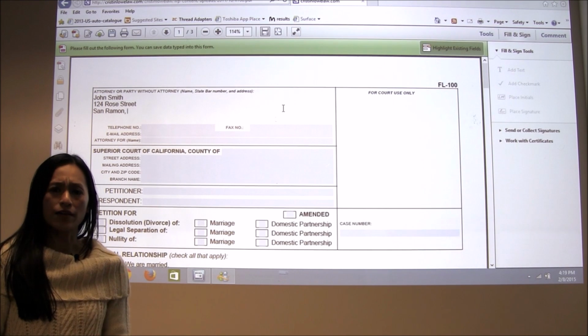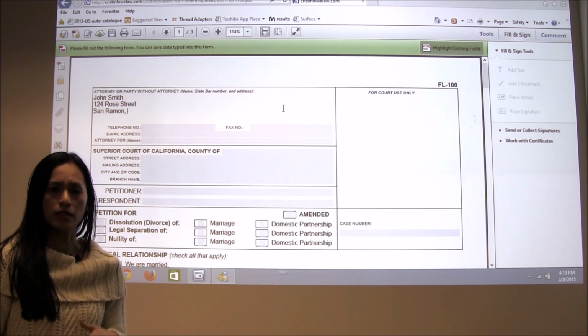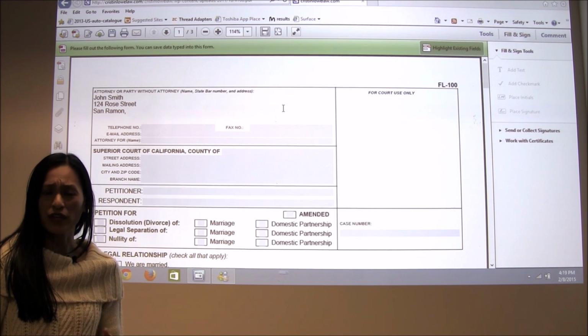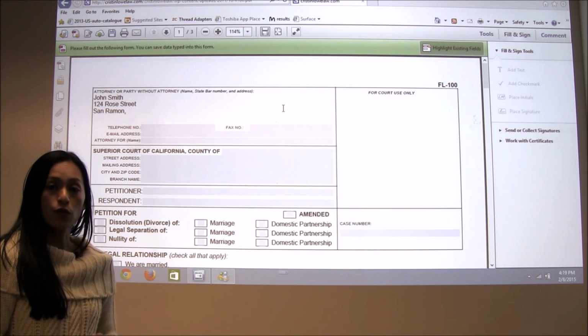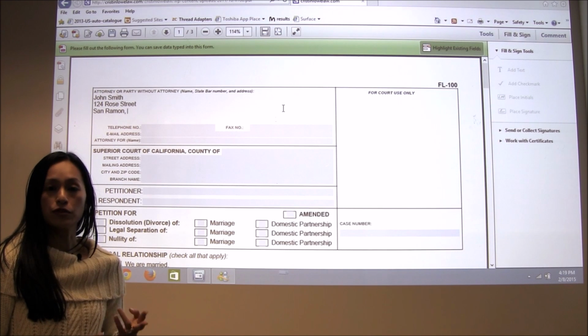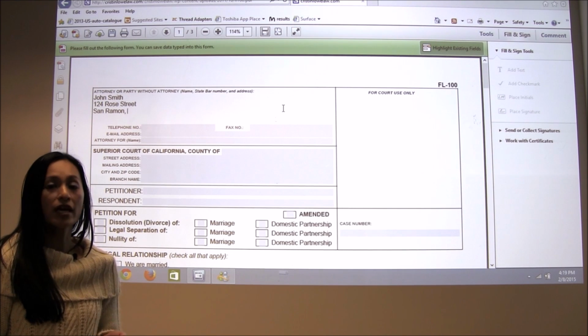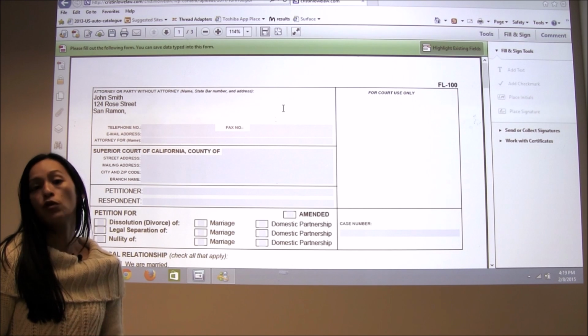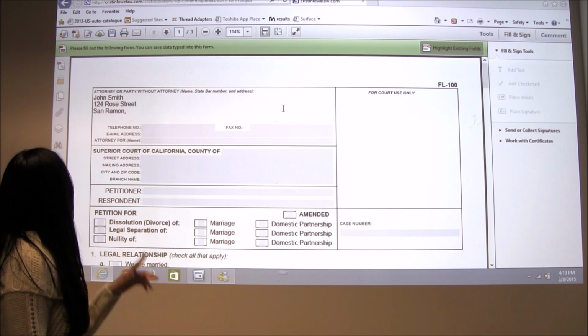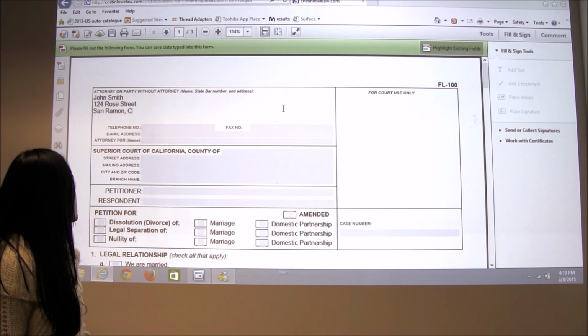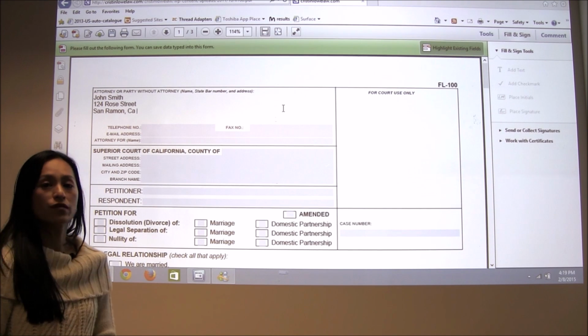You don't actually have to use your own home address, because a lot of people are in transition and they're moving and that sort of thing. So if you would rather use a P.O. box, or your parents' address or your best friend's address, basically we need an address that's going to stay put for the duration of your divorce. And let's have San Ramon, California, and the zip code 94582.